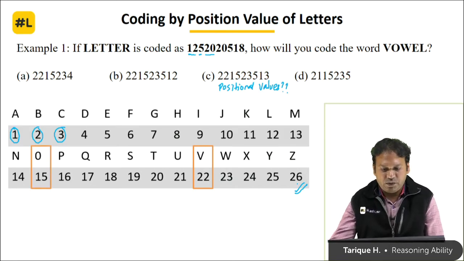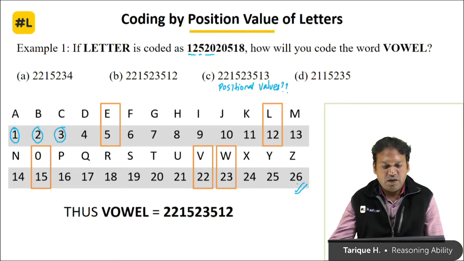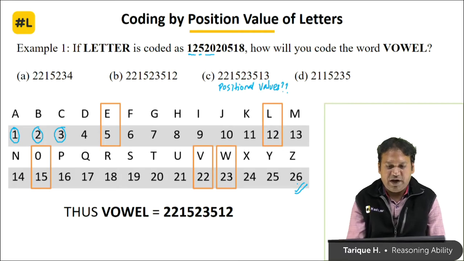What is W equal to? 23. What is E value? It's 5. And what is the value of L? L is 12. So what will be the answer? VOWEL is equal to 22 15 23 5 12.